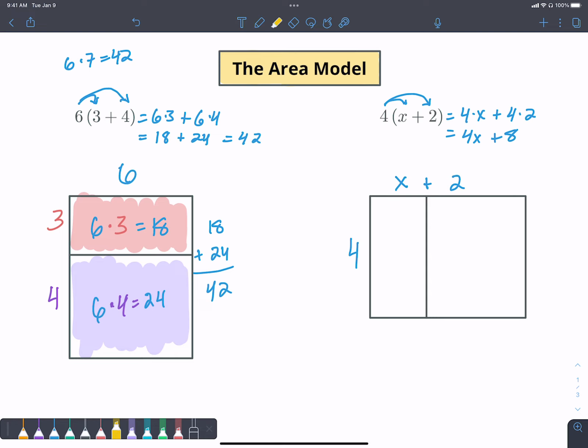So again, let's look at what happens if I find the yellow box and the green box. We already know from up above that it should come out to be 4x plus 8, but we have 4 times x, and then 4 times 2, and if we want the area of this whole thing, we just add those together, so we end up with 4x plus 8. Great. Now you're probably saying, yeah, okay, that's great. I can do all of that.